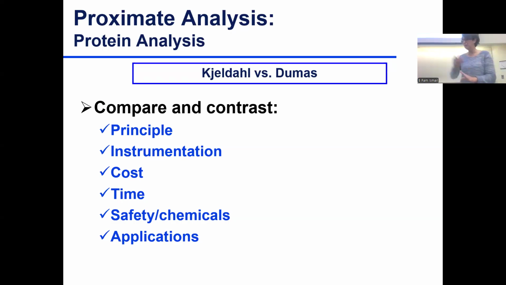Kjeldahl is based on multiple chemical reactions happening and following the amine group, whereas in LECO, or LECO is the instrument, Dumas method, there's no chemical reaction, it's combustion. So no chemical reaction, no reagents, it's just purely combustion at really high temperature and measuring nitrogen content by a thermal conductivity detector. So for Dumas, it's purely automated.